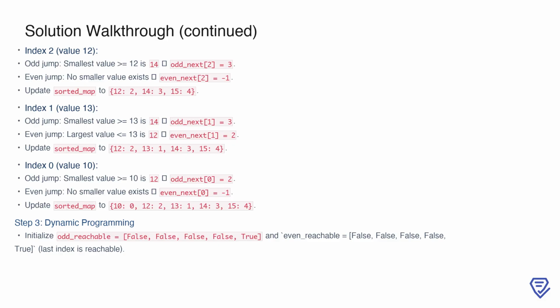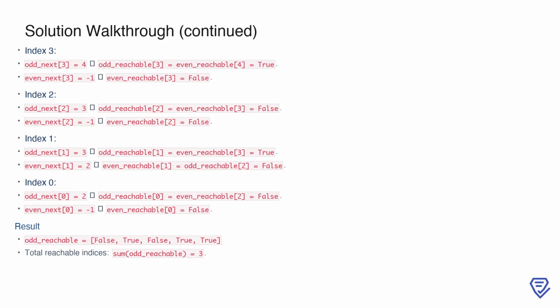With the odd_next and even_next arrays calculated, the next step is to initialize two Boolean arrays, odd_reachable and even_reachable, to track whether each index can be reached by odd or even jumps. Both arrays are set to all false initially, except for the last index, which is set to true because it is trivially reachable. Now, we process the indices in reverse to determine reachability.